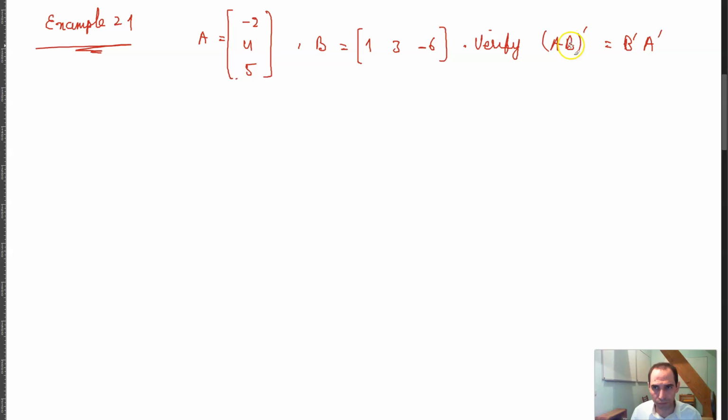So to calculate, for example, your LHS, you have A times B is equal to -2, 4, 5 times 1, 3, and -6. This is a 3 by 1 matrix, and this is a 1 by 3 matrix. So you get a 3 by 3 matrix.